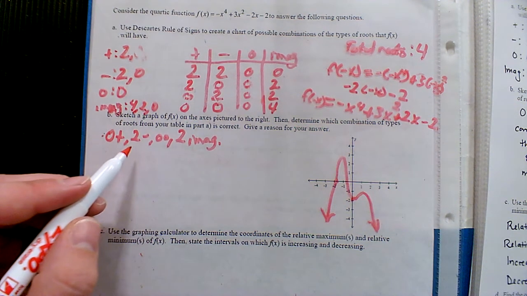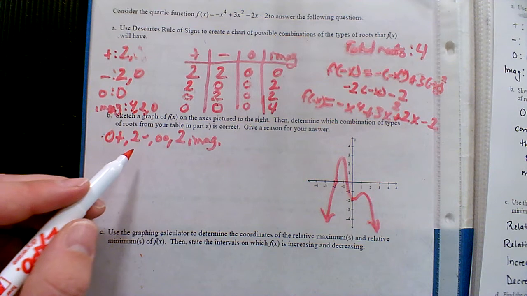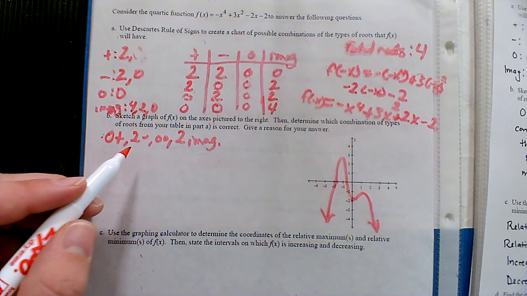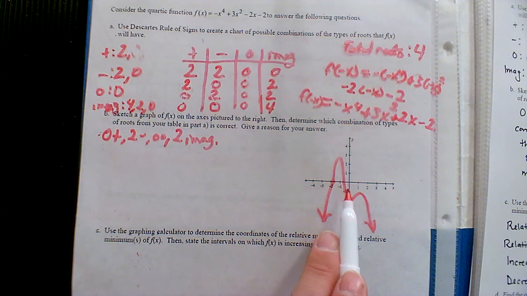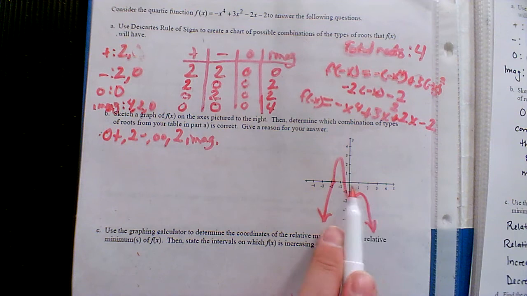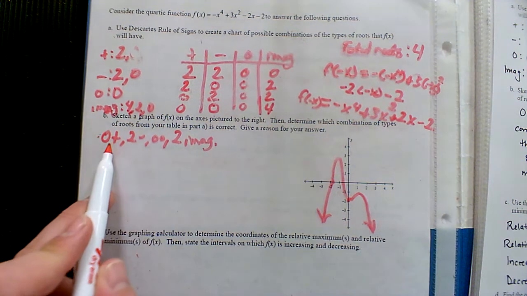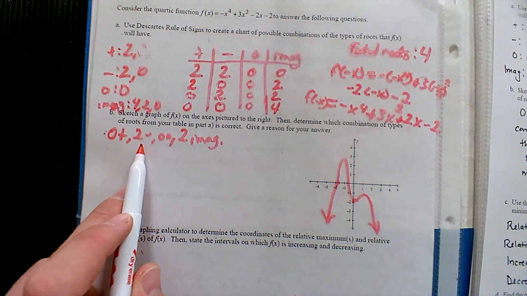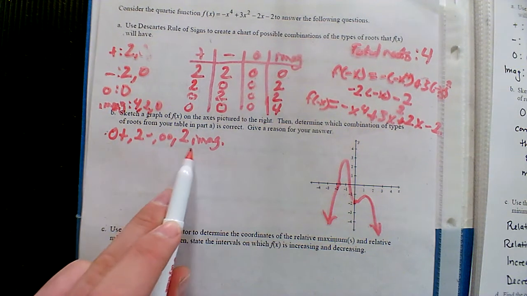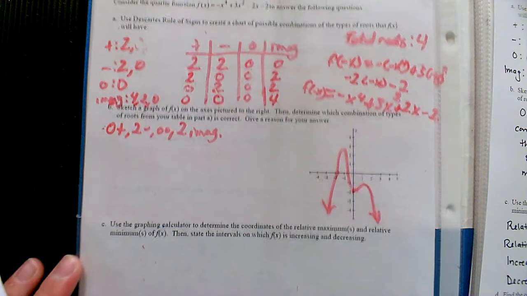How did we know there was 2 negatives? Because it passes the negative side of that space. Yeah, on the x-axis here, it crosses both times on the negative side. It does not cross on the positive side. It never crosses over here, so we have 0 positive roots. We have 2 negative roots. Well, if we only have 2 roots and we need a total of 4, we must have 2 imaginary roots.